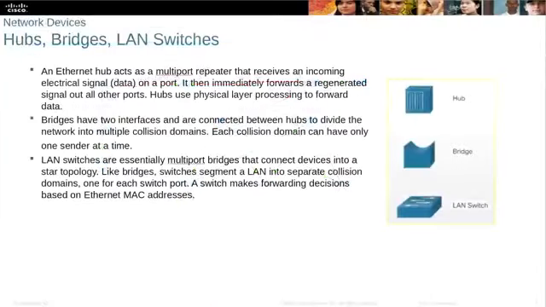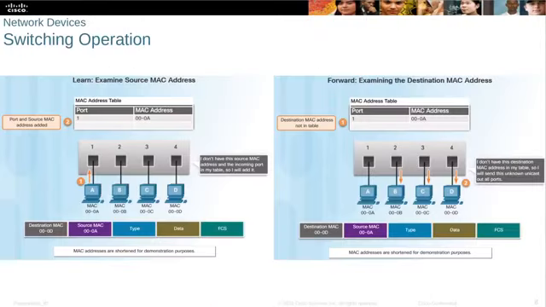Okay, now if we look at switching operation, this is basically going to say exactly what I've just said. The switch will learn by examining the source MAC address of a frame as it enters the port. It will add that MAC address to the MAC address table, tying it in with the port that it came in on.